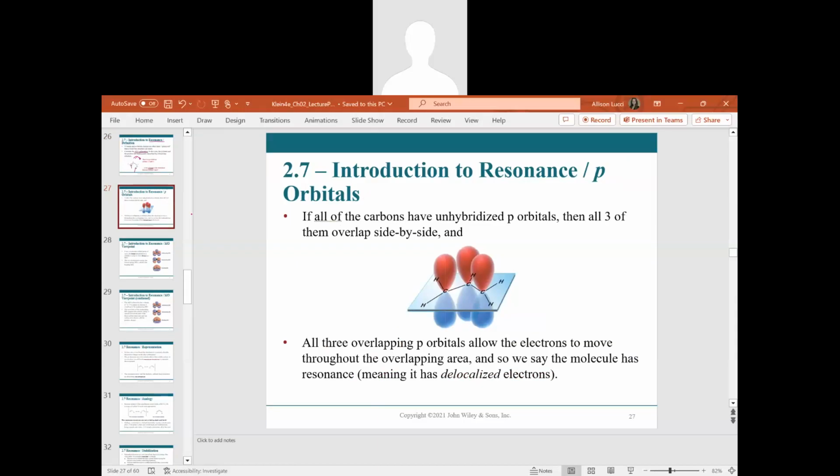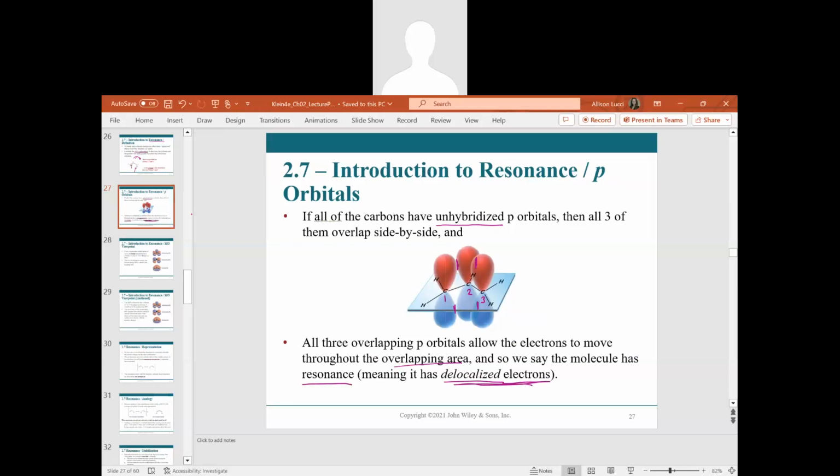So let's take a look here at the p orbital overlap that results. These are all unhybridized p orbitals. Each of carbons 1, 2, and 3 in our structure has an unhybridized p orbital, and these are able to overlap side by side, and this allows that free movement, right? That overlapping allows the free movement or delocalization of electrons. They're not local to one atom, they're delocalized or spread out over the whole molecule. Another way of saying this is that a molecule has resonance.